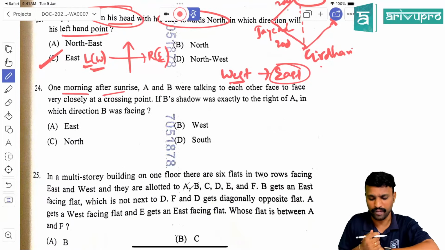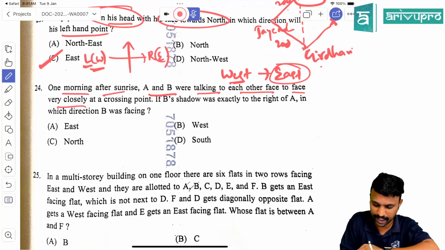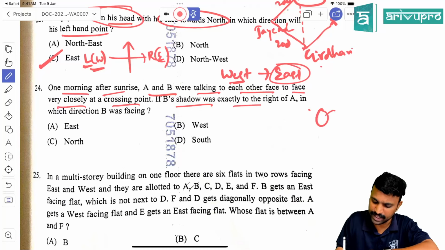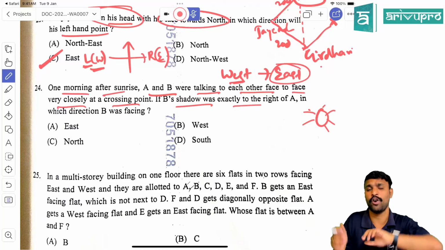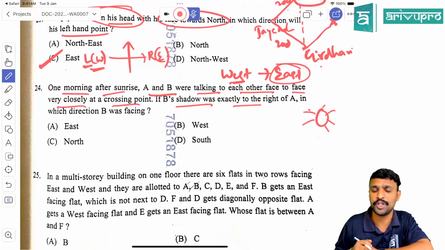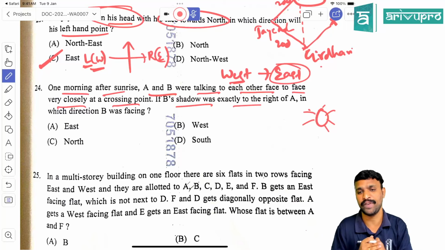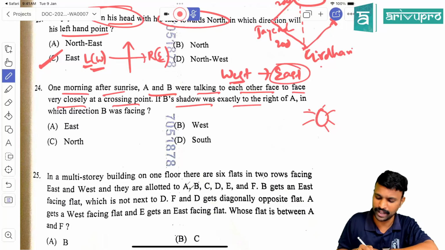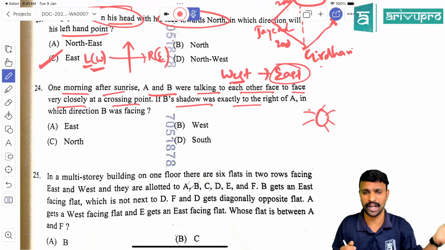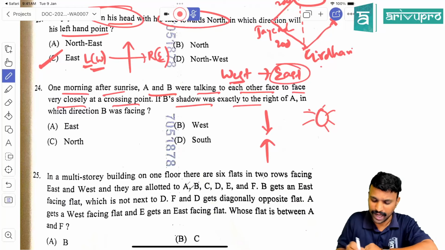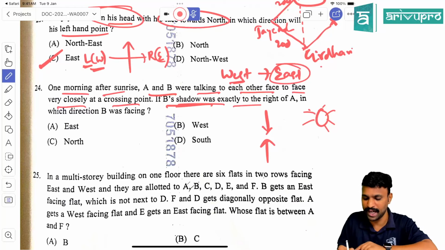One morning after sunrise, A and B were talking to each other very closely, facing face to face, at the crossing point. If B's shadow fell exactly to the right of A, please understand guys, for any person's shadow to fall on any person's right or left, those two people should definitely be facing north and south. For the shadow to fall in front or behind, those two people must be facing east or west. So obviously here the shadow is falling on the right hand side or left hand side, which means those two people must be facing north and south.